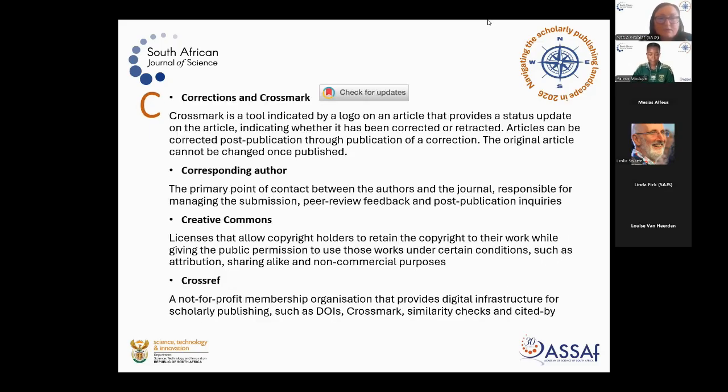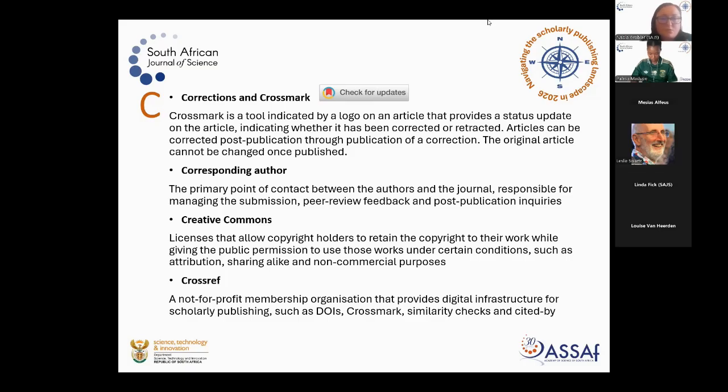Corrections and Crossmark. Crossmark is a tool indicated by a logo shown in the picture, and it's included on an article and provides a status update on that article. If there is a correction or a retraction, it will be indicated by clicking on that logo. Articles can only be corrected post-publication through publication of a correction. One cannot change an original article once it has been published.